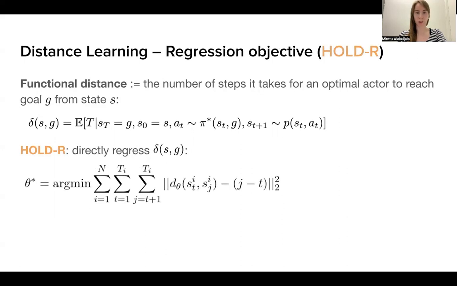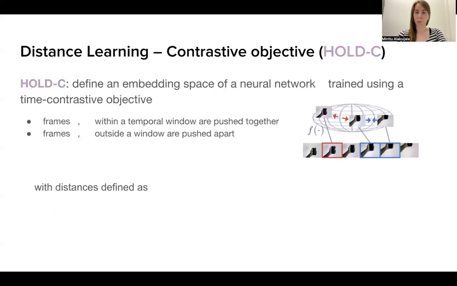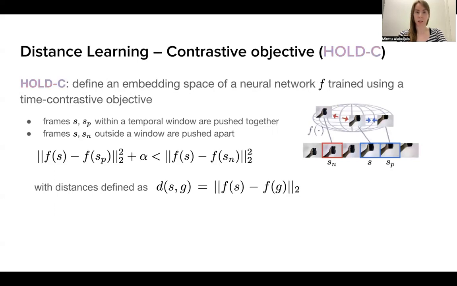Our first model, HOLD-R, directly regresses this quantity using the time intervals in each video I, each starting step T, and each future step J in the dataset. However, predicting time on an absolute scale is difficult. It's noisy and depends on the speed of the demonstrator.